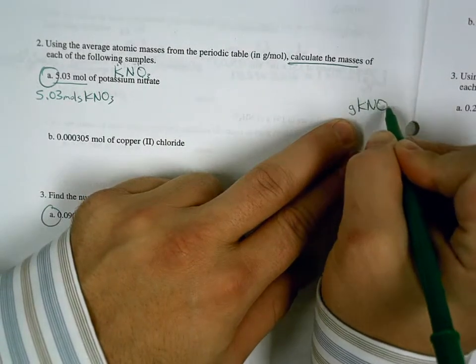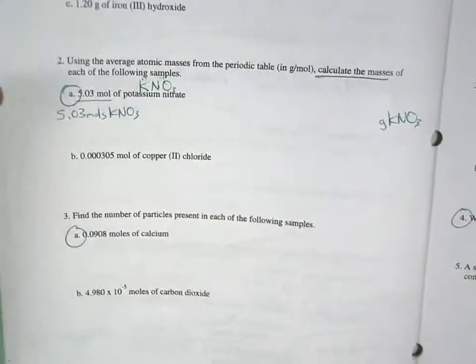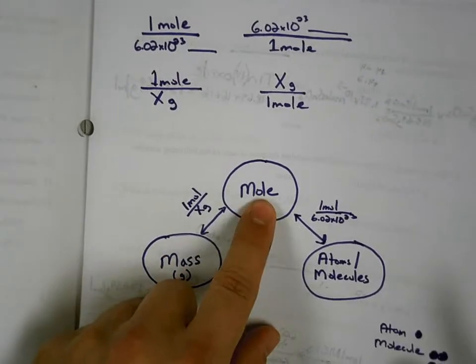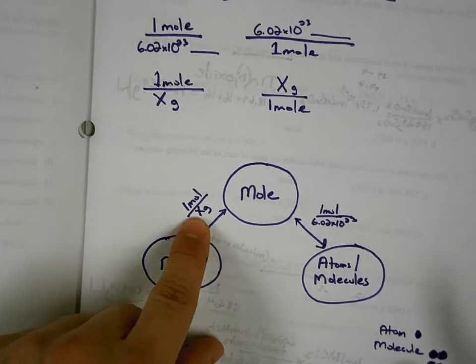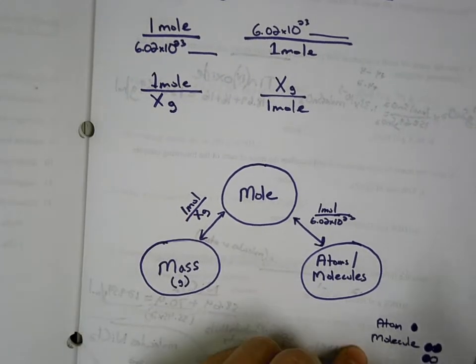Put that on the right. It should always be the first and second thing we do. Go back to Mole Island if you need to. And again, we're going from moles to mass. This is going to be one step again. All we need to use is the periodic table molar mass, x grams per mole.